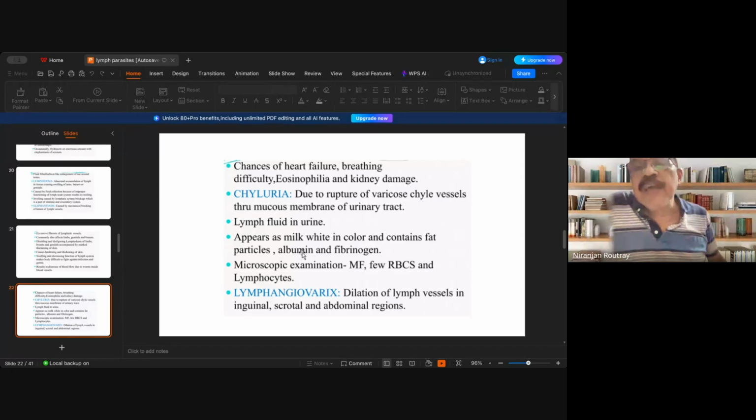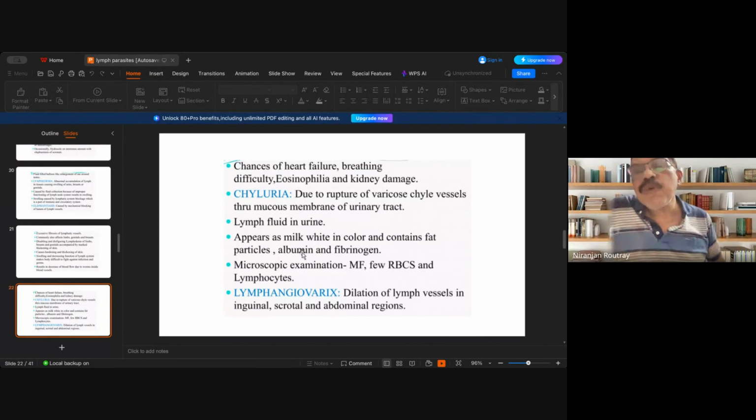Similarly, there are varicose chyle vessels. Remember the term chyle: when fat digestion and fat absorption happen, the product is called chyle. After food digestion, chyle vessels pass through the mucous membrane of the urinary tract.